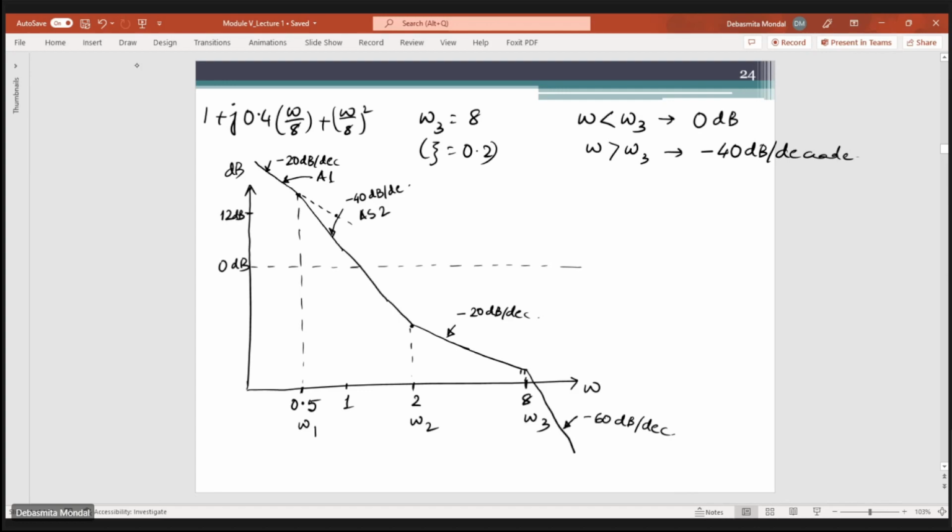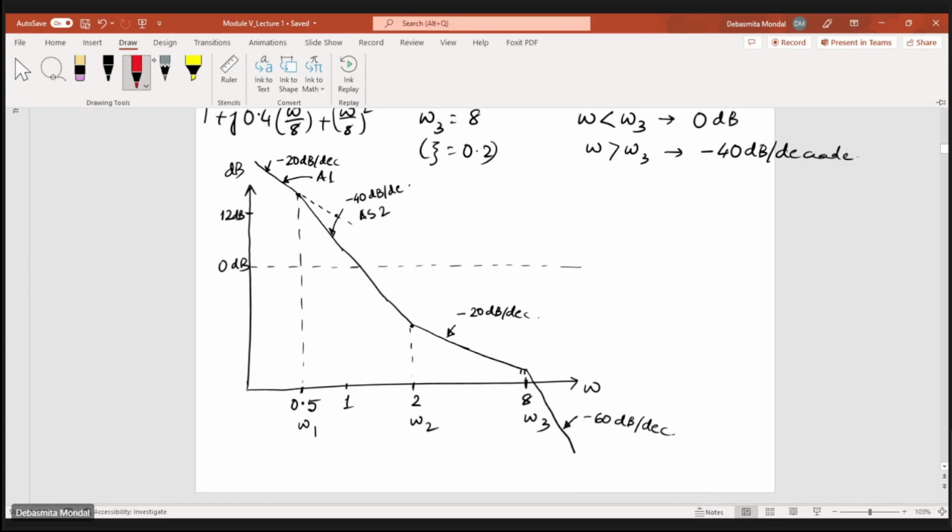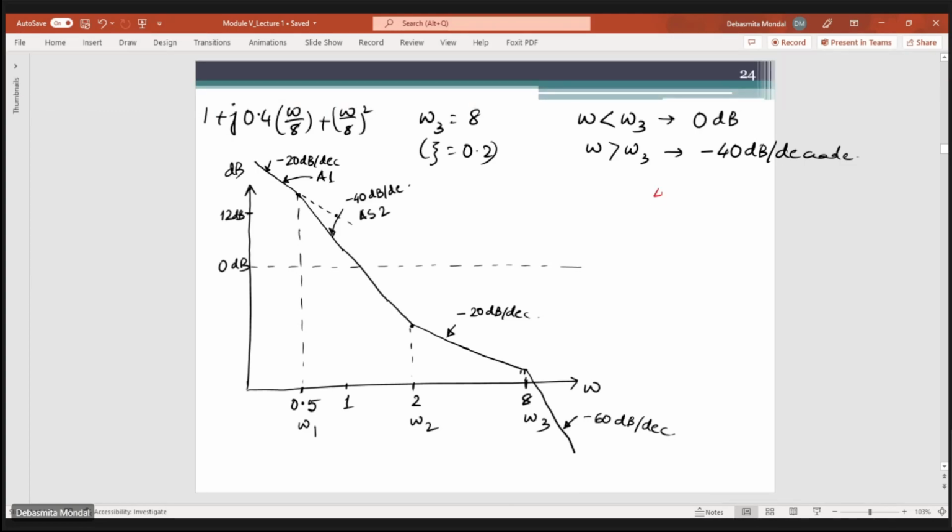Okay, similarly if you draw the phase response, let me draw the phase response in this plot only. For the first part, the factor 4 by j omega has a phase of only minus 90 degrees. So let's say this is minus 90 degree, this is minus 180 degree, and this is somewhere 0 degree. So for the first one, the plot would be constant at minus 90 degrees.